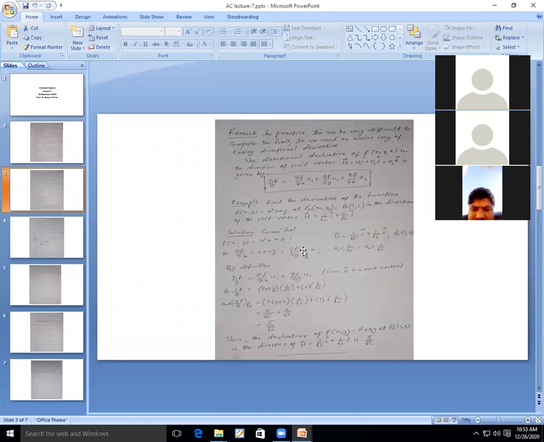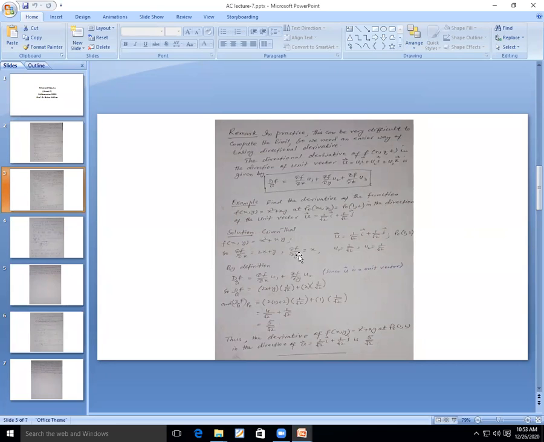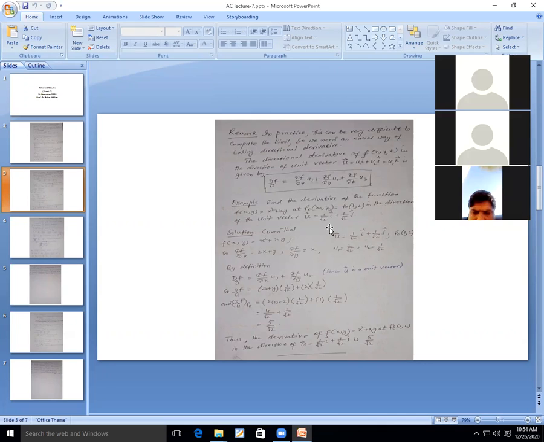Similarly, for the partial derivative of f with respect to y, keeping this x as constant and differentiating f with respect to y, you get x. Your unit vector is 1 over root 2 i vector plus 1 over root 2 j vector. So u1 is 1 over root 2 and u2 is also 1 over root 2.